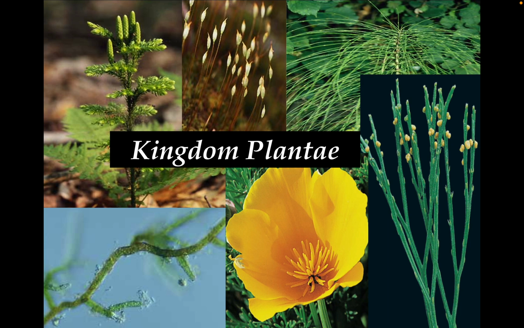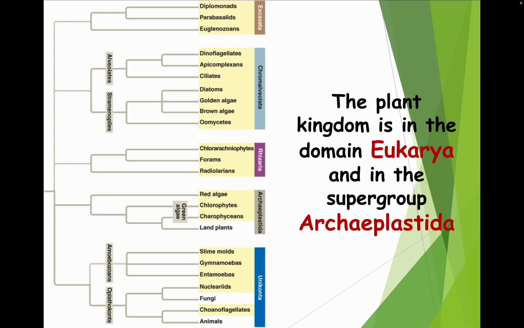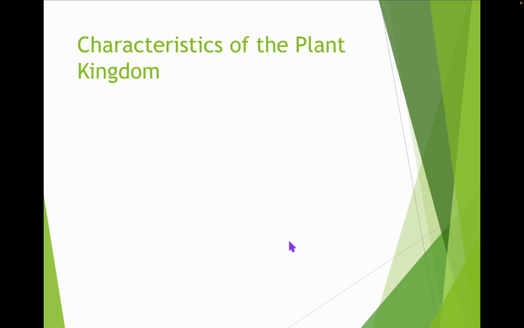Our unit on plants. We have been discussing the six kingdoms, and I've been saying plants will be their own separate unit. So we're going to start off talking about the diversity of plants, the kingdom Plantae. The kingdom is in the domain Eukarya, and it's in the supergroup Archaeplastida. We'll take a closer look in just a minute.